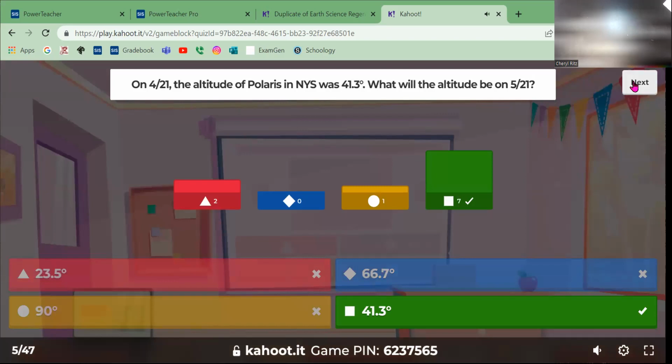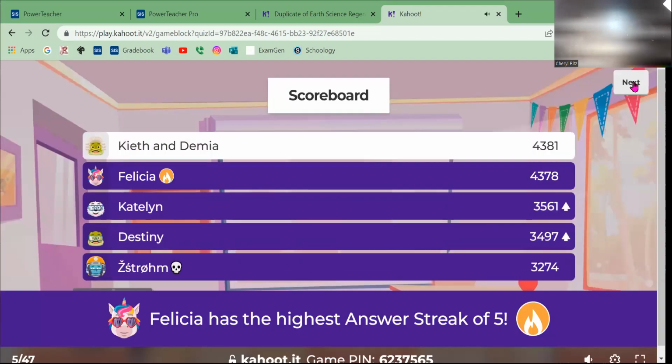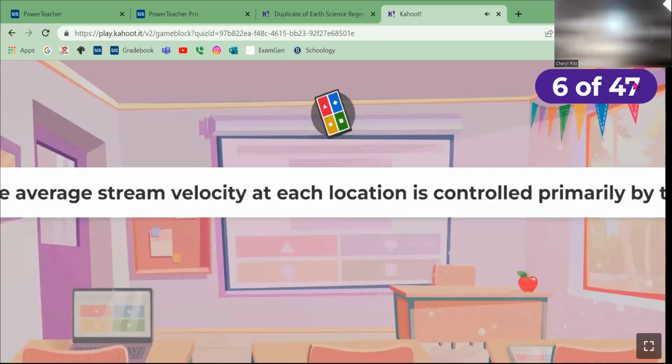Guys, remember, the altitude of Polaris never changes. It's equal to your latitude. It was a trick question.